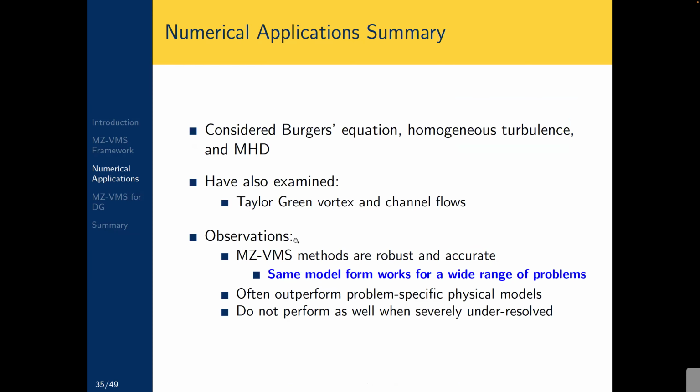All right, so just to briefly outline where we are thus far, I showed Burgers' equation, homogeneous turbulence, and MHD. I also want to say I've looked at Taylor-Green vortices and channel flows. In general, these MZ VMS models are accurate and robust. They seem to work for a wide range of problems. They sometimes outperform problem-specific physics models, but if you get to the regime where they're very severely under-resolved, they don't work quite as well as maybe something like a very physics-specific model.